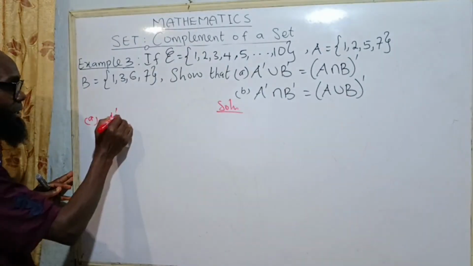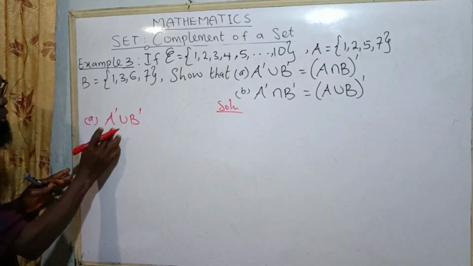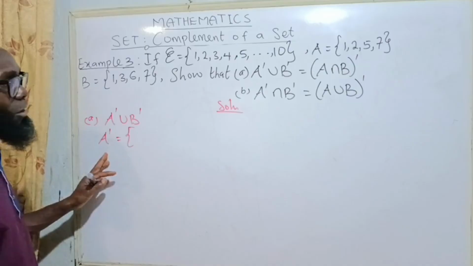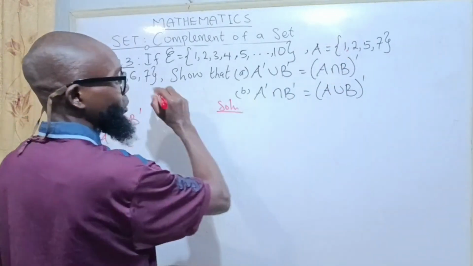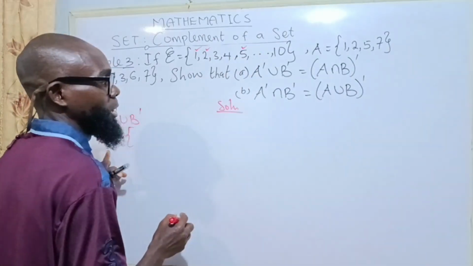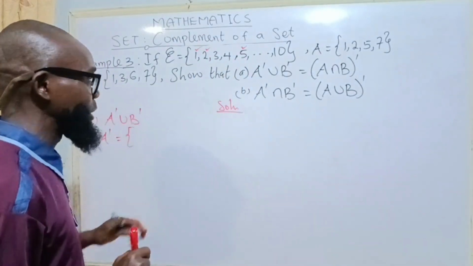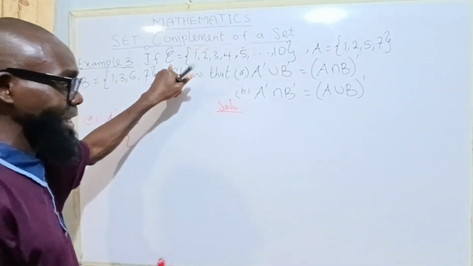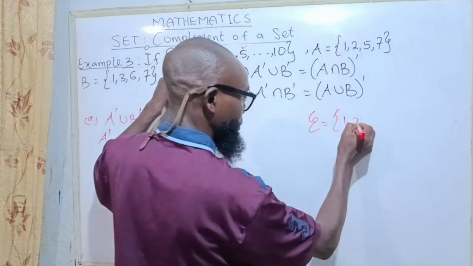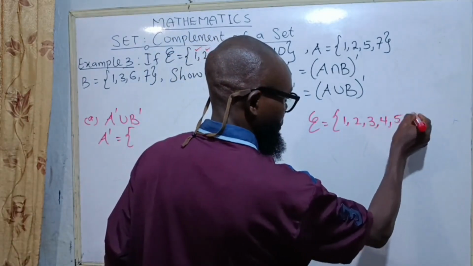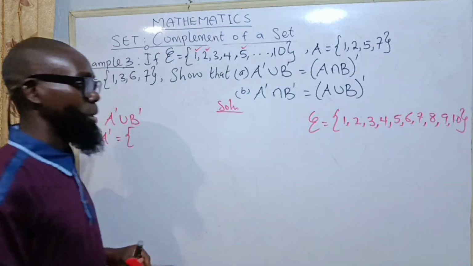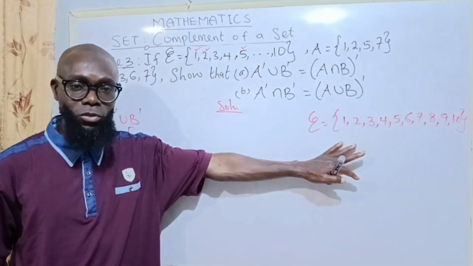A complement union B complement. So let us do our A complement. Let's take away A from the universal set. When you take away A from the universal set, you take away 1, 2, 5. Or the best thing to do is to first of all write all the elements in this universal set. Let's write it here: 1 to 10. Now these are the elements of the universal set.